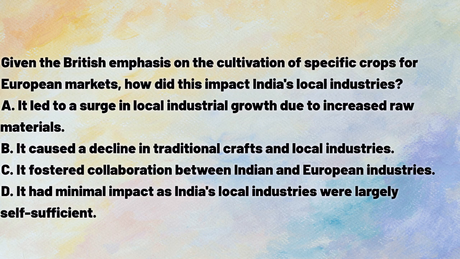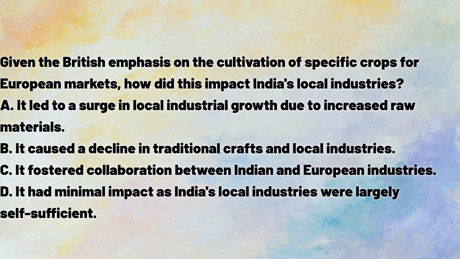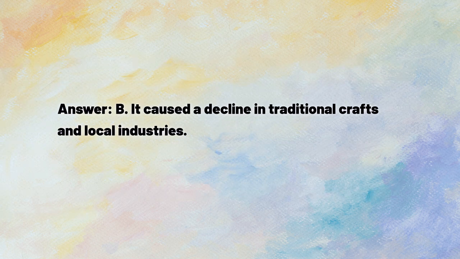Given the British emphasis on the cultivation of specific crops for European markets, how did this impact India's local industries? A. It led to a surge in local industrial growth due to increased raw materials. B. It caused a decline in traditional crafts and local industries. C. It fostered collaboration between Indian and European industries. D. It had minimal impact as India's local industries were largely self-sufficient. Answer: B. It caused a decline in traditional crafts and local industries.